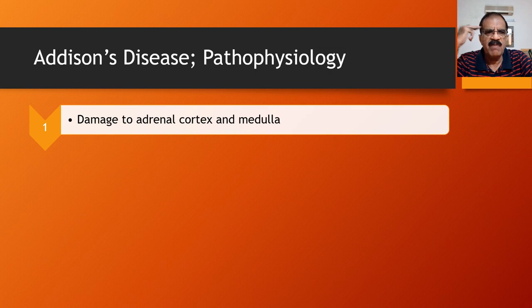In my first lecture, I mentioned that both glands, although structurally two different organs, function as one. So if there is collective 90% or more damage to the adrenal cortex, only then will there be symptoms or signs. Irrespective of the cause of damage, there has to be 90% or more damage.